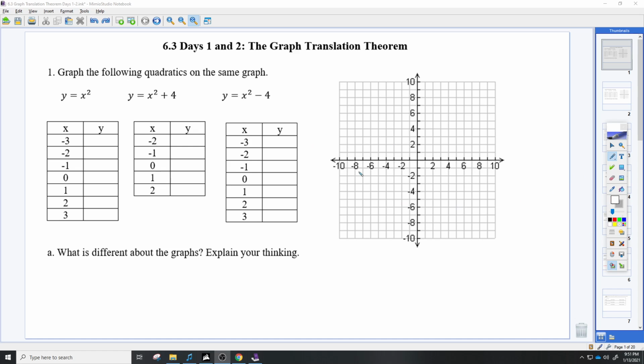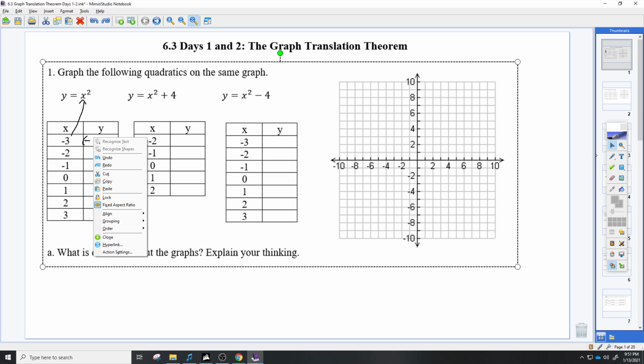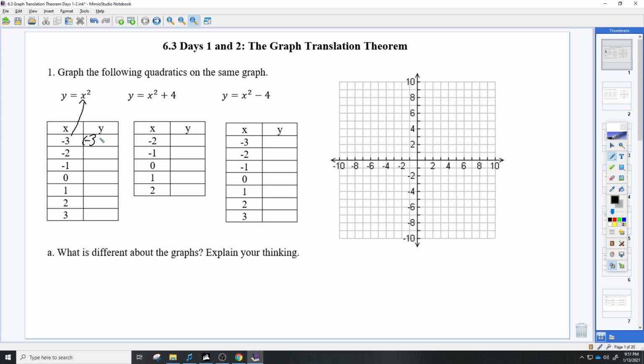I'm just going to make this one black. So we have y equals x squared. That means we're going to plug in what we have here for x into here, and then just square the number. You could probably do this in your head and fill out the rest of this table. So if you have -3 and you're squaring it, that just means it's -3 times -3, so it turns into a +9. When you plug in a negative number and you square it, it becomes positive.